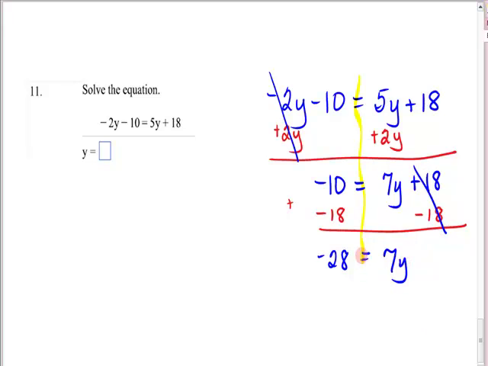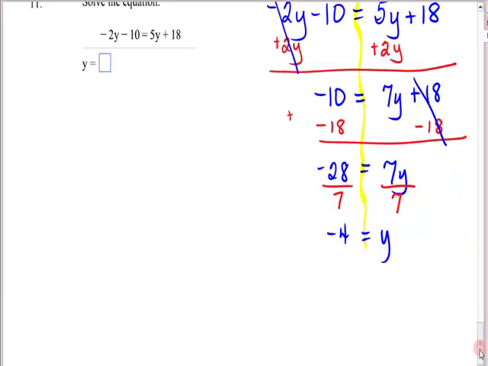Now I'm going to divide by the coefficient of the variable, which is 7, and I end up with -4 is equal to y. Okay, lots more examples. I hope you're feeling pretty good about solving equations now.